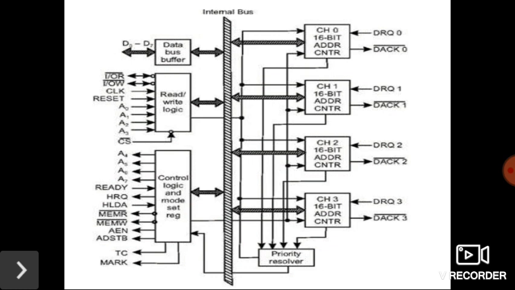Next one is the control logic. The control logic unit controls the sequence of DMA operation and generates the following control signals: AEN, ADSTB, MEMR, MEMW, TC and MARK. This unit generates the address lines A4 to A7 in the master mode. The final one is the priority resolver. The priority resolver resolves the priority of the DMA channels of the 8257, depending upon fixed priority or rotating priority. These are the explanations about the architecture.